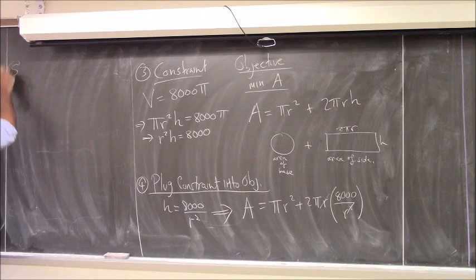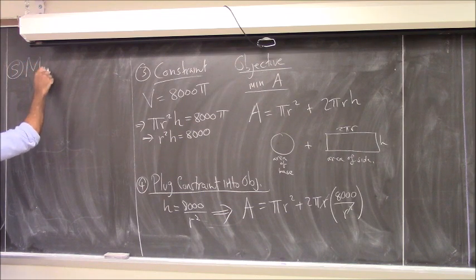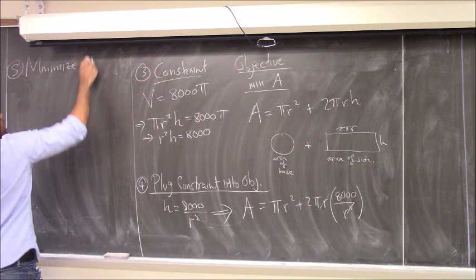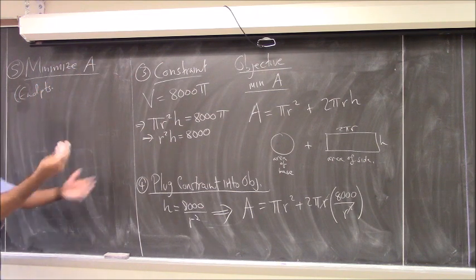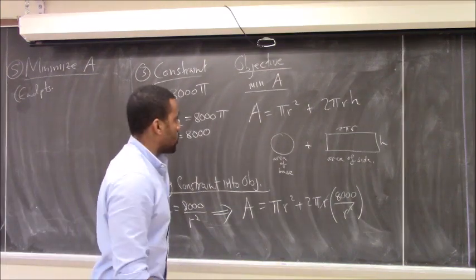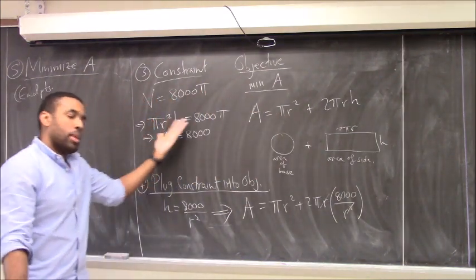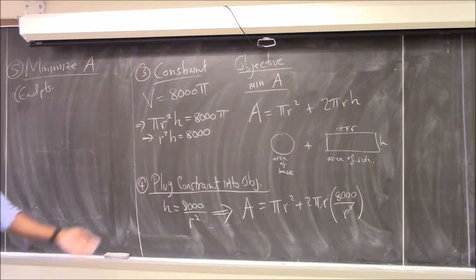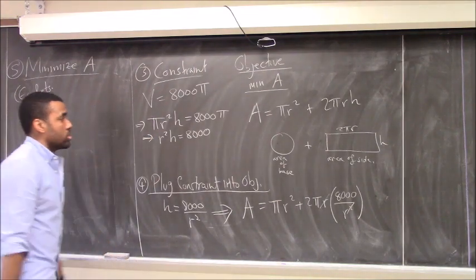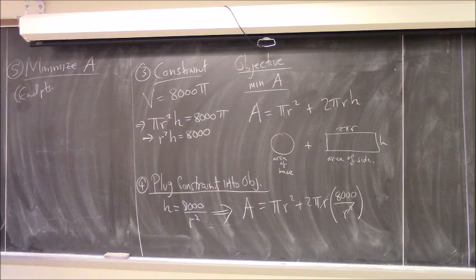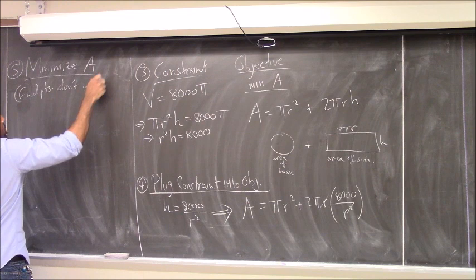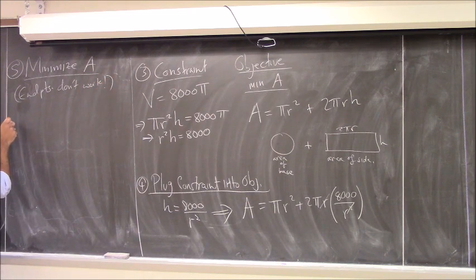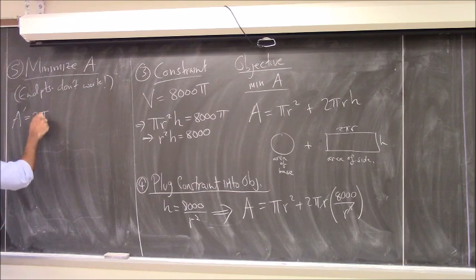So now we're at step 5. We want to minimize area. Then a quick concept check. Realize that the minimum amount of radius I can choose is r equals 0, and the height goes from h equals 0 up to h equals 1,000, but the endpoint doesn't work.